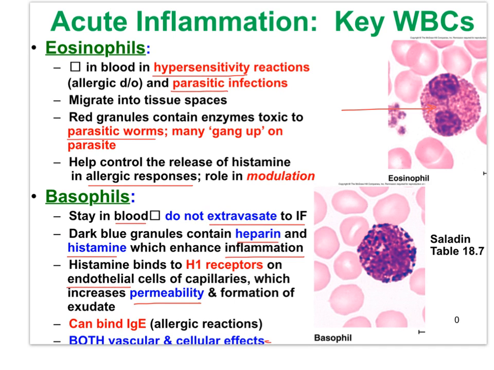They also can bind IgE, and therefore they're very important in allergic reactions, which are type 1 hypersensitivity reactions. So basophils are very, very important in this process as well.